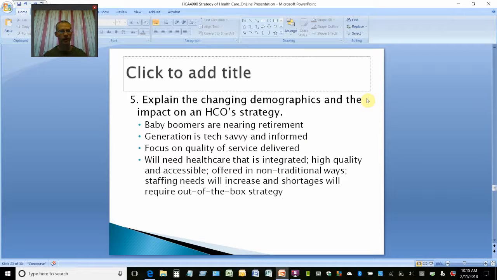Explain the changing demographics. The baby boomers are nearing retirement. They're very tech savvy and informed. These are educated individuals who understand quality. They expect quality, so the service has to be excellent. They'll need integrated healthcare, high quality and accessible, offered in non-traditional ways. You're seeing this more and more in long-term care, continuing care retirement communities where you're able to age in place. But as staffing needs grow with this large population of retirees, their shortages are going to require out-of-the-box thinking. The traditional approach may not be plausible.